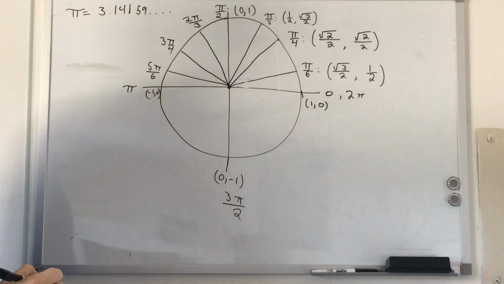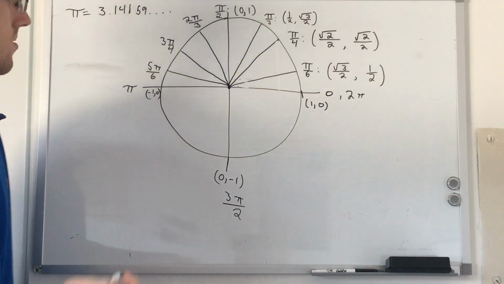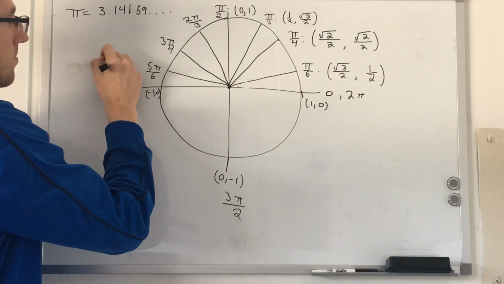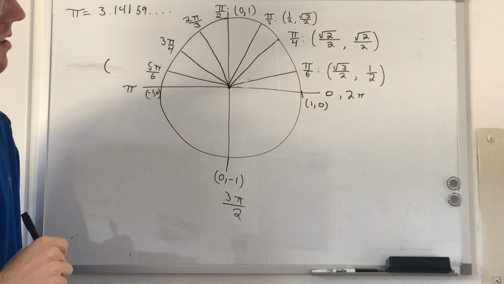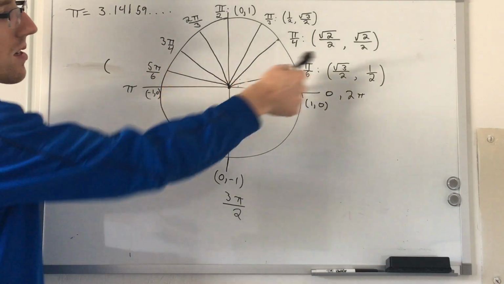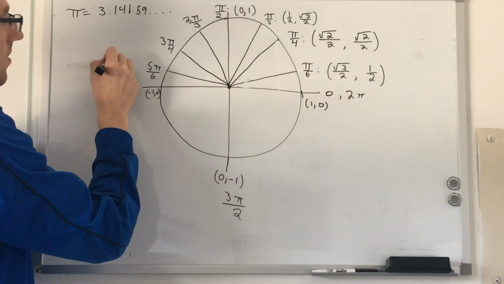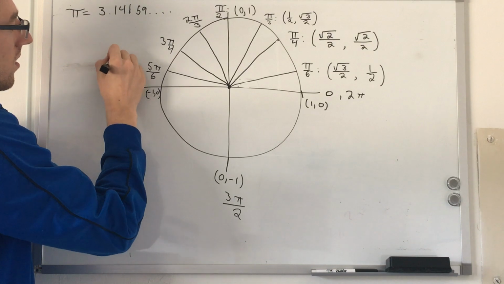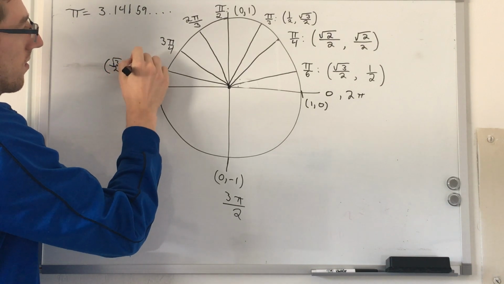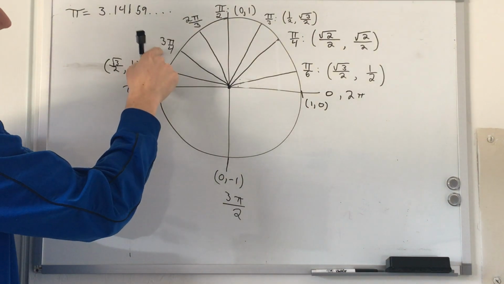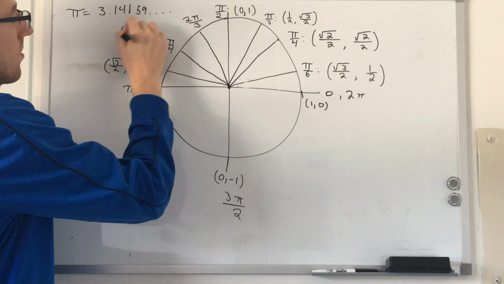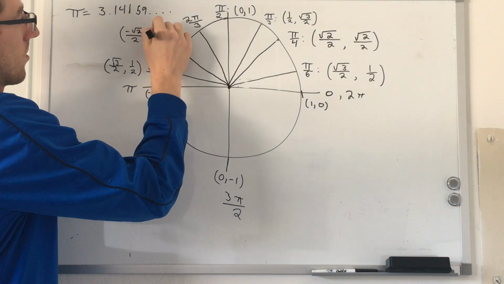Like I was saying, it's symmetric, so it's really great. So this 5 pi over 6 is going to be the same as this pi over 6, except we have to look. We're over here now, so our x is negative, so we just make it negative root 3 over 2, comma 1/2. This guy right here, that's just going to be negative root 2 over 2, comma root 2 over 2.